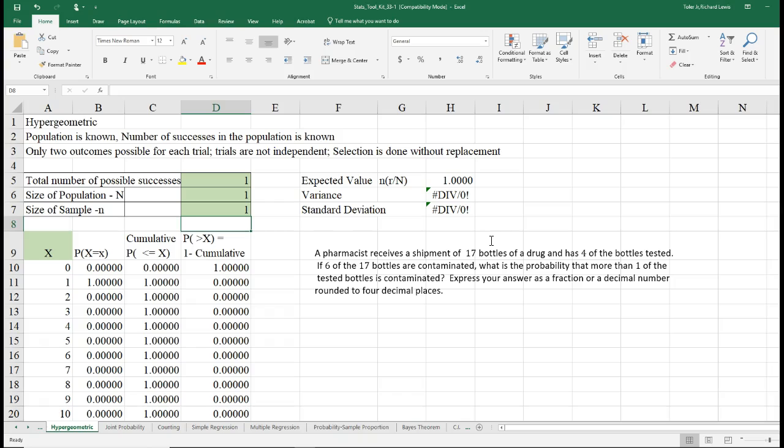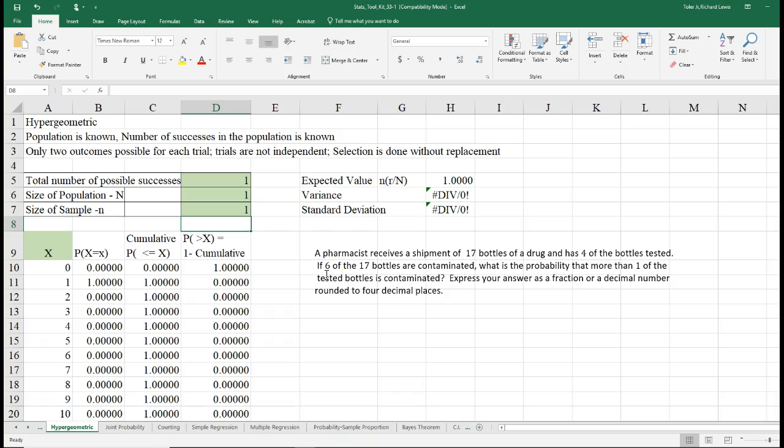So those are the types of words you look for to identify the sample size. In this case, it's 4. But what's key about hypergeometric problems is they also tell you the number of successes that exist within the population. So in this case, they have you assume 6 of the 17 bottles are contaminated, and then they move on to ask the question. So contamination is, in this case, the success that we're looking for.